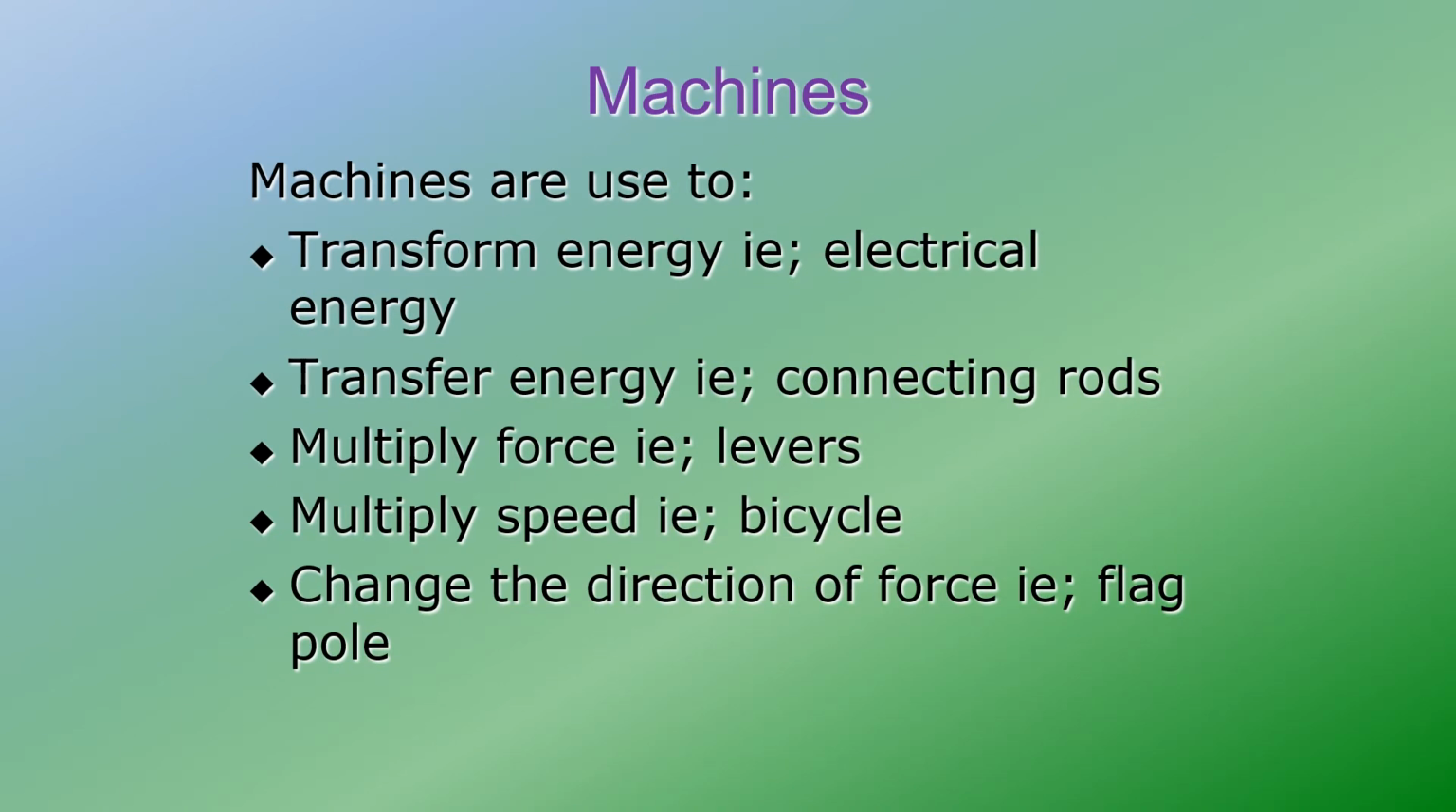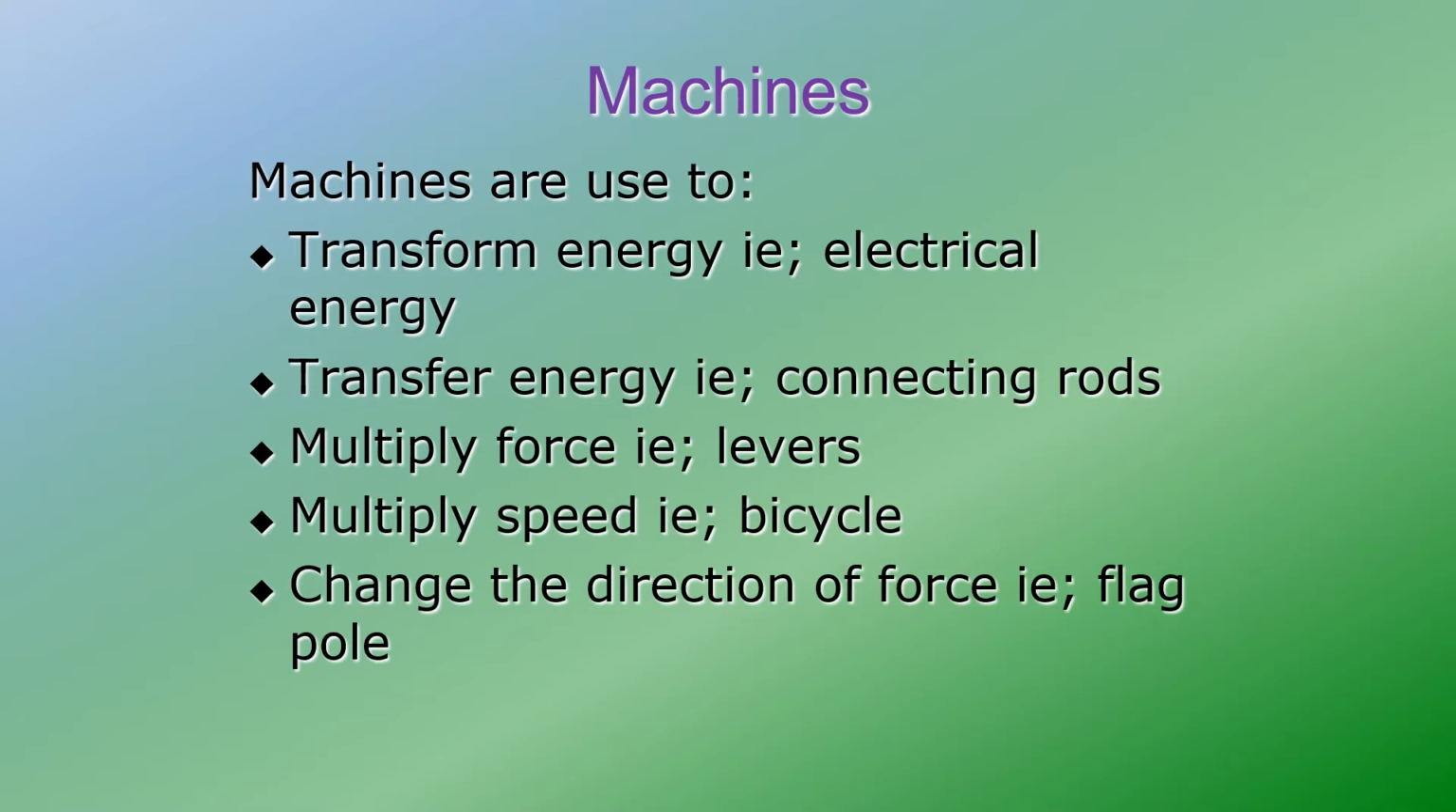Machines are used to perform a variety of functions. One of those functions is to transform energy. An example of this is when a coal-fired power plant transforms the energy in coal into electrical energy. They're also used to transfer energy. An example of that is when the connecting rods in the engine transfer the energy from the cylinder heads to the crankshaft. They're also used to multiply force.